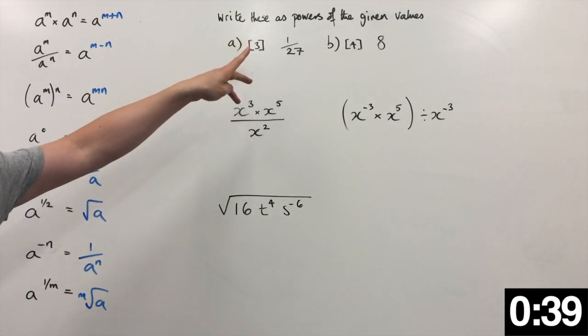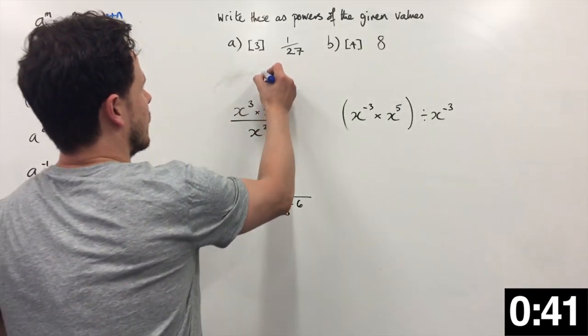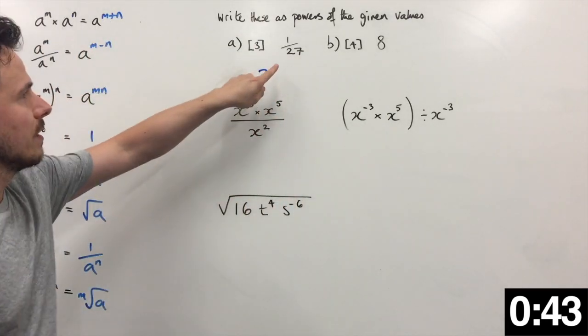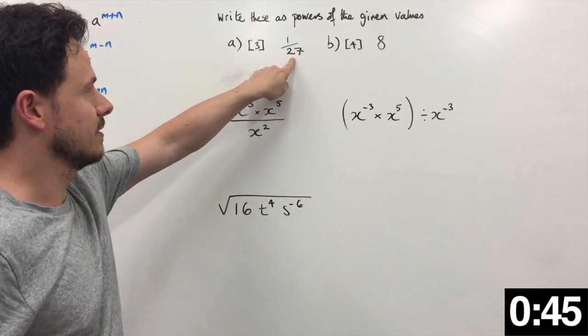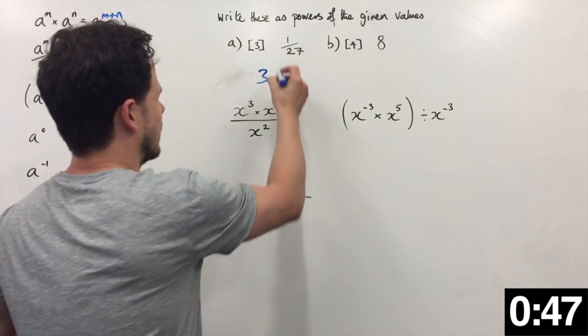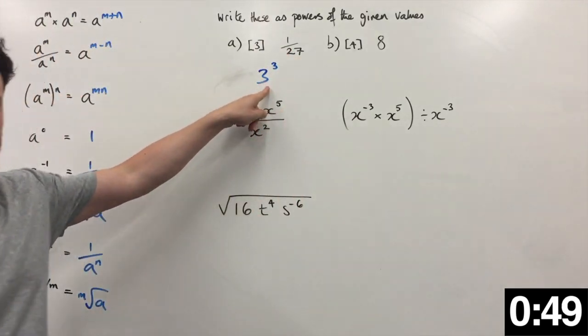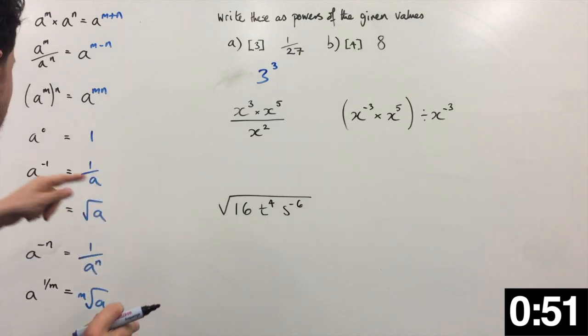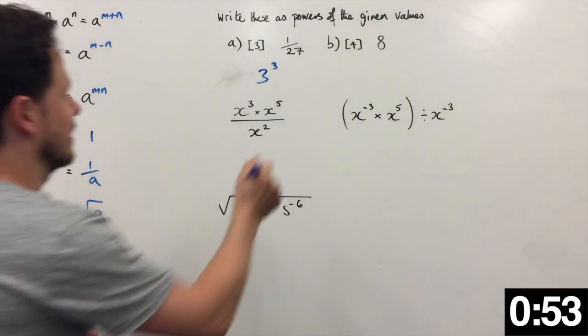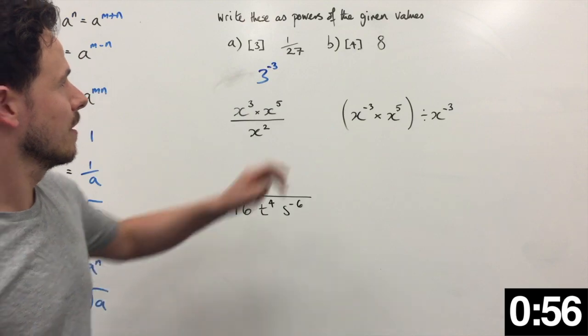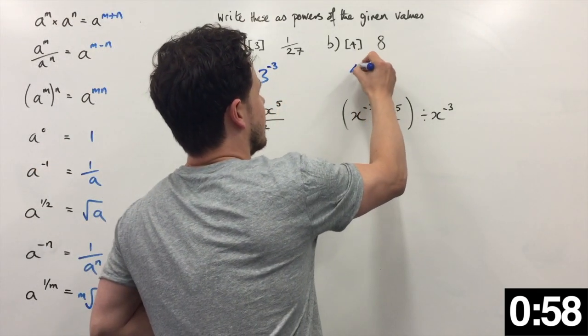Write these as powers of the given value. So we've got to write this as 3 to the power of something. So let's just have a look. 3 into 27, that's 3 cubed, so that would give us 27, but what do we do to flip it? Now we have to think, flipping it, that was a negative.